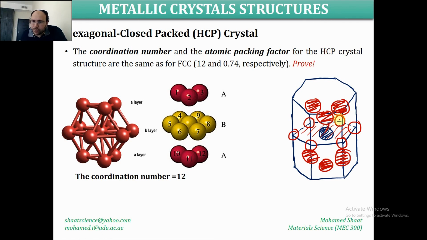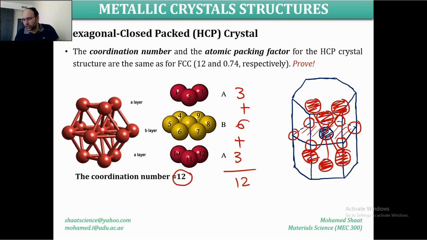These 3 atoms are neighbors to the same atom. So we do have 3 on this middle layer of the top unit cell, and we do have 3 other atoms of the middle layer of the bottom or the other unit cell, and over the same common face we do have 6 atoms. So this gives in total 3 plus 3 plus 6, which is 12 atoms. The coordination number is 12, which is the same as the FCC crystal structure.